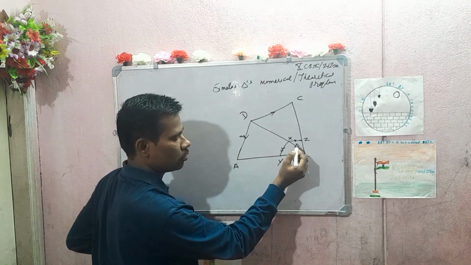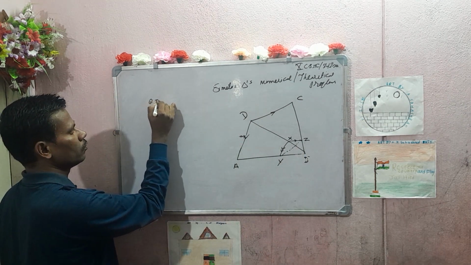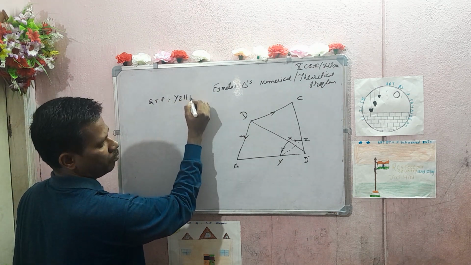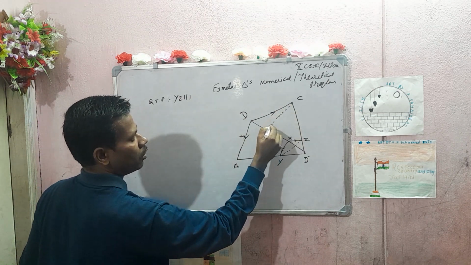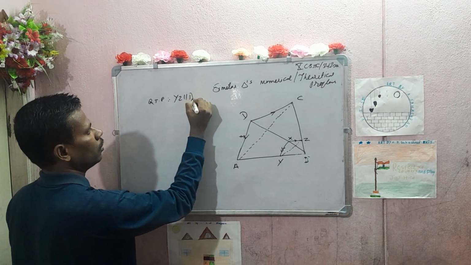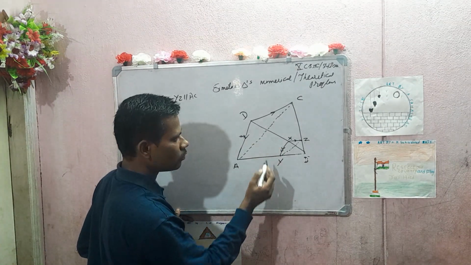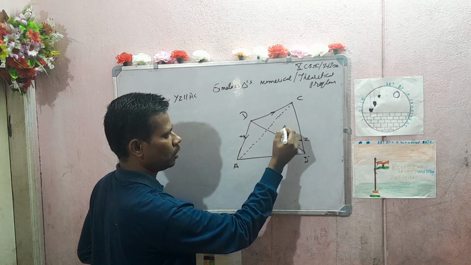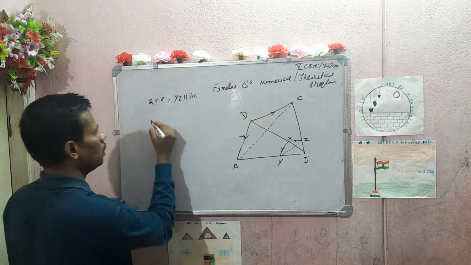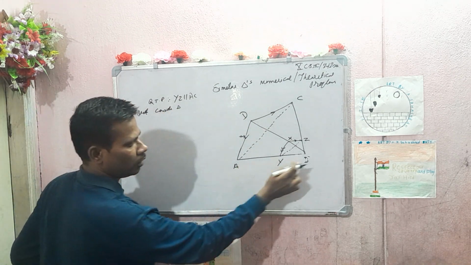Now you have to join all these two. Required to prove YZ is parallel to AC. How will you prove this one? Now consider this triangle. What you can say? Triangle ABD. Proof. Consider triangle ABD.